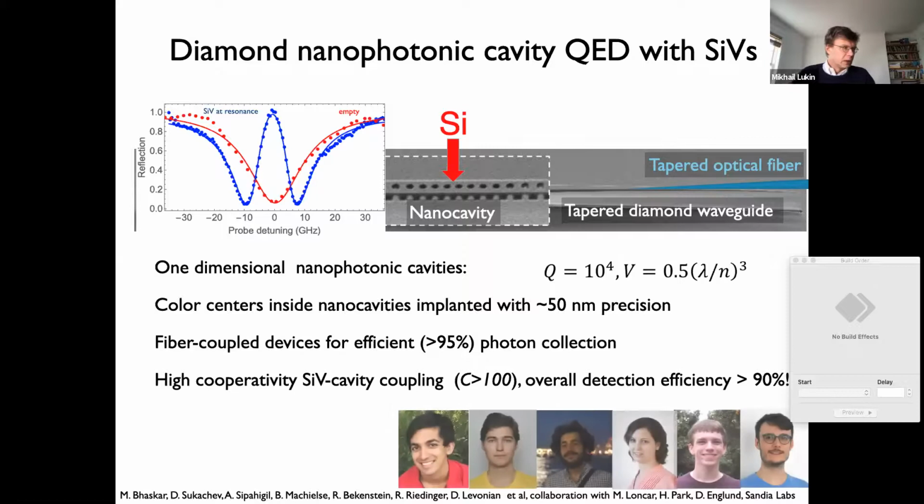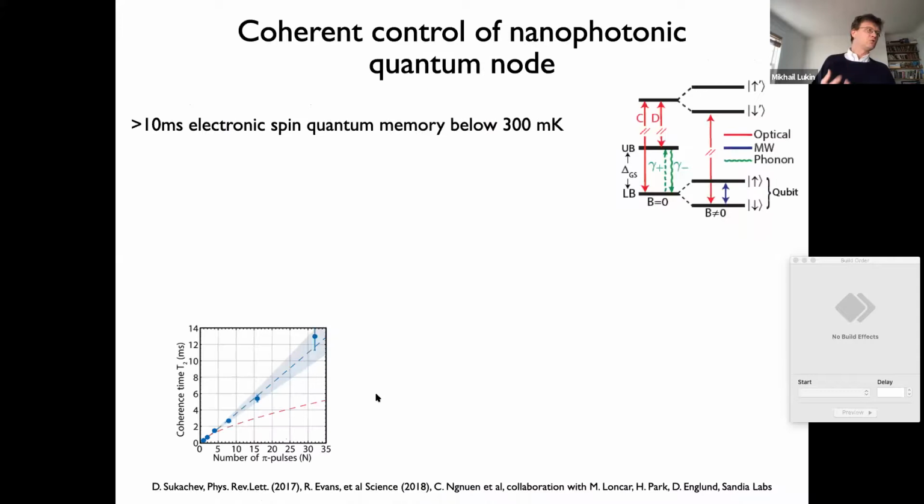So, okay, what can we do with the system? One question is whether we can use it as a kind of memory, as a node. In fact, the answer is yes. We can use, for example, the spin state of the silicon vacancy center as a qubit. Only one drawback is one has to actually cool it below Kelvin, but this can be done now.